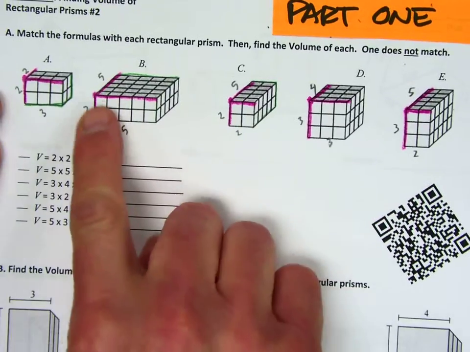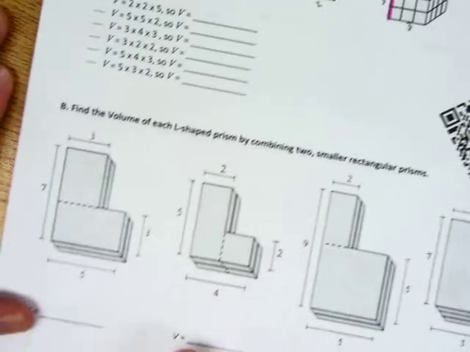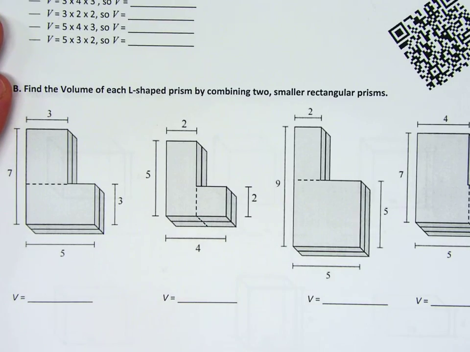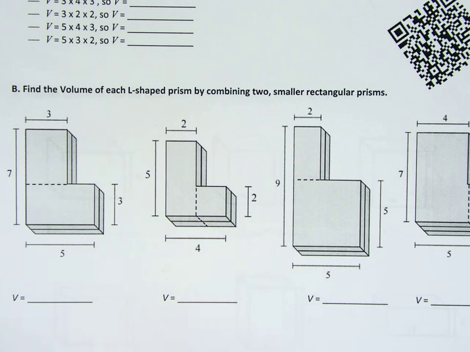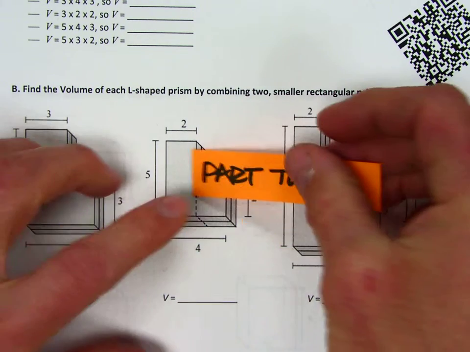As we move into the bottom down here, you're going to see how I use this coloring method to help students figure out these little bit more complicated volumes down here. That's in the second video, which is going to be part 2.